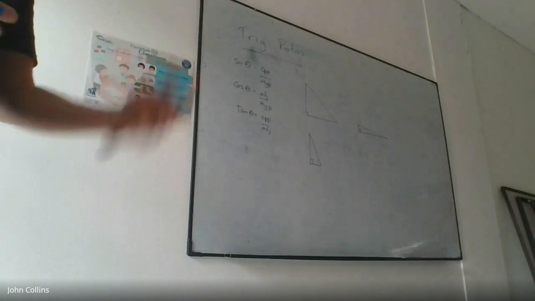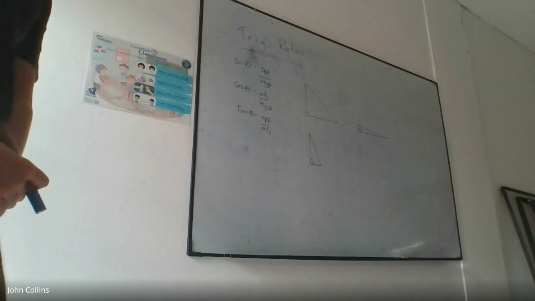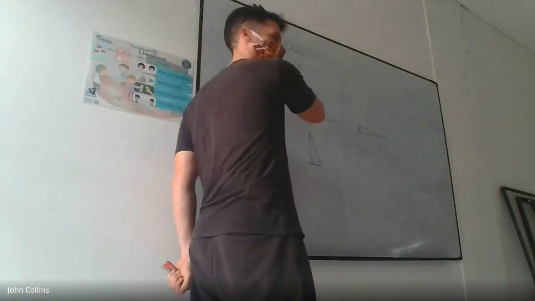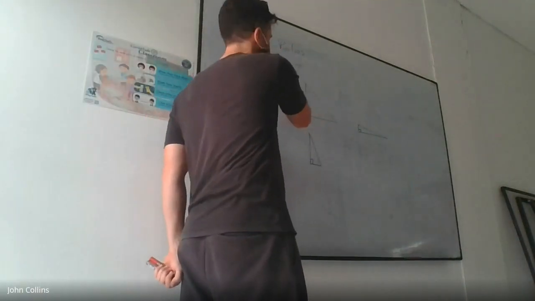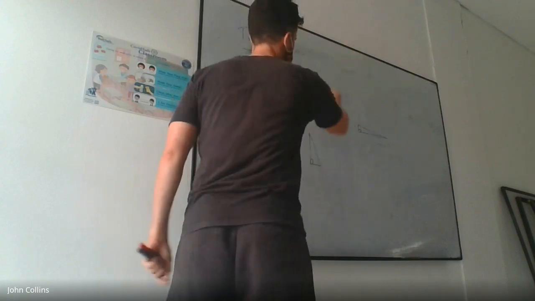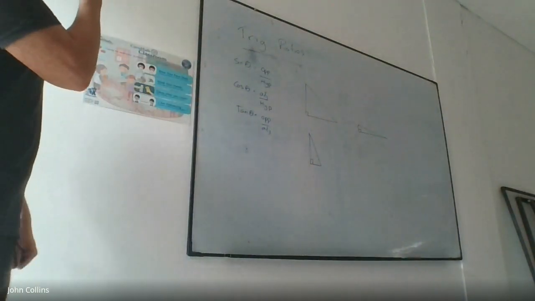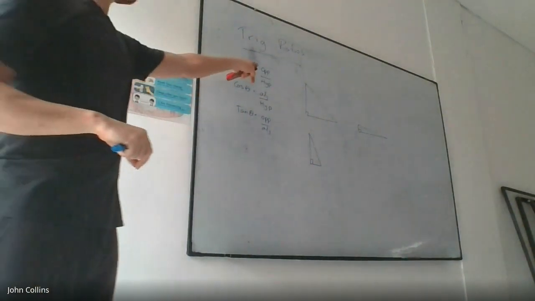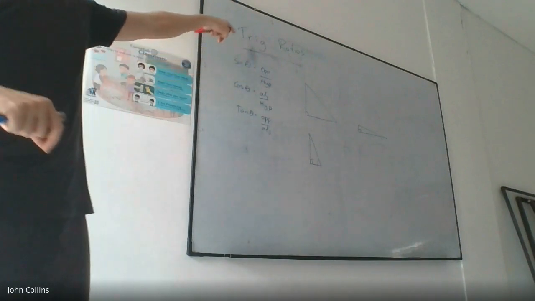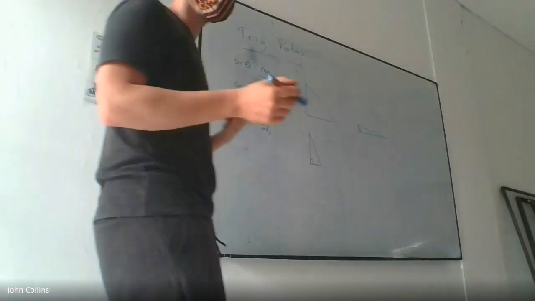Okay, we're getting straight into the theory. We know that this is opposite, because it's opposite the angle. This is adjacent because it's alongside the angle. And this one over here is the hypotenuse. We knew that from Pythagoras anyway. But what's it called when we put it like that? That's a fraction, isn't it? A fraction is a ratio as well.